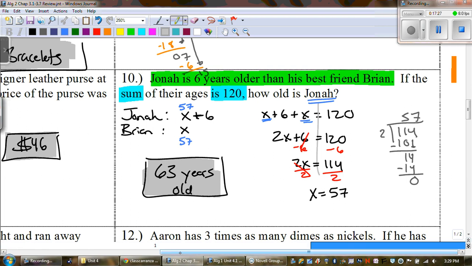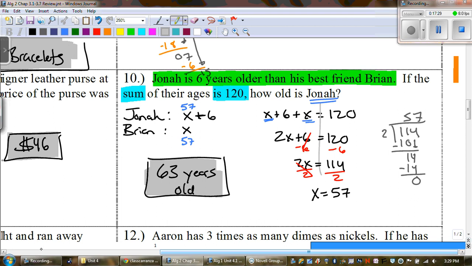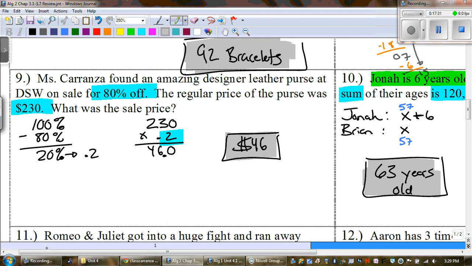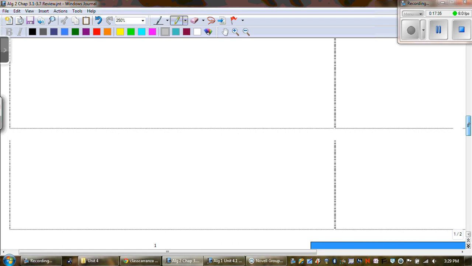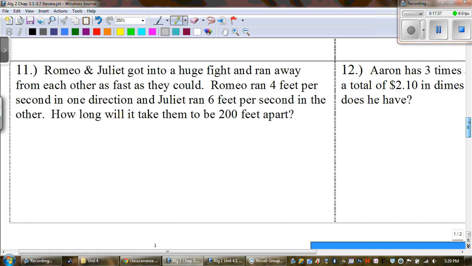All right, number 11. A lot of people have trouble with these types of problems, okay? Now, it says that Romeo and Juliet got into a huge fight and they ran away from each other as fast as they could. Romeo ran 4 feet per second in one direction and Juliet ran 6 feet per second in the other direction. How long will it take for them to be 200 feet apart?